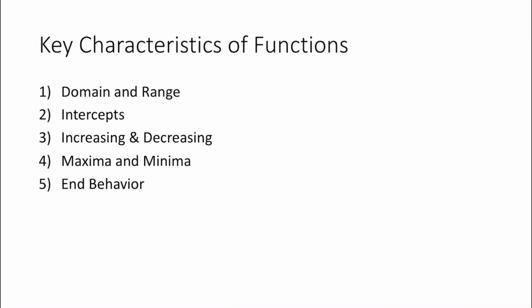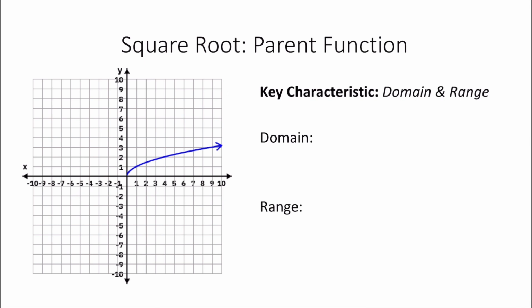So whenever we're describing these functions, we want to think about some important characteristics. So we're going to be talking about the domain and range, the intercepts, where the function is increasing and decreasing, any maxima and minima, and the end behavior of the function. So let's start talking about these characteristics as they relate to the square root parent function.